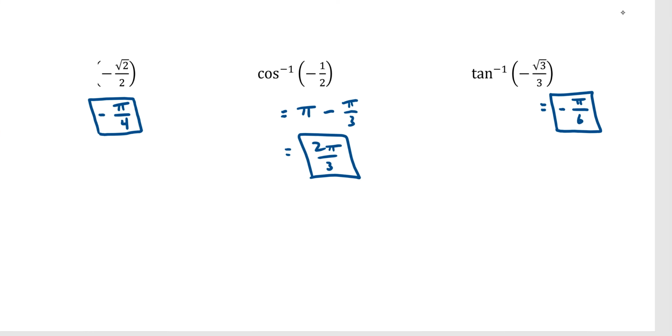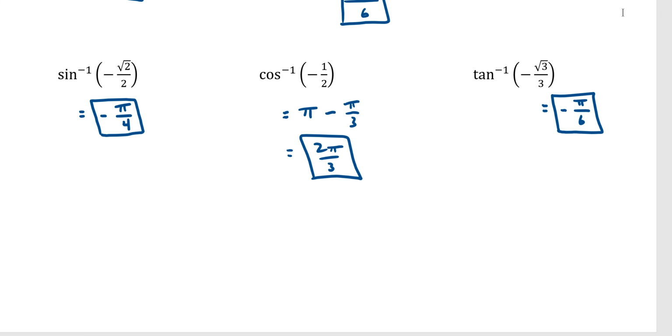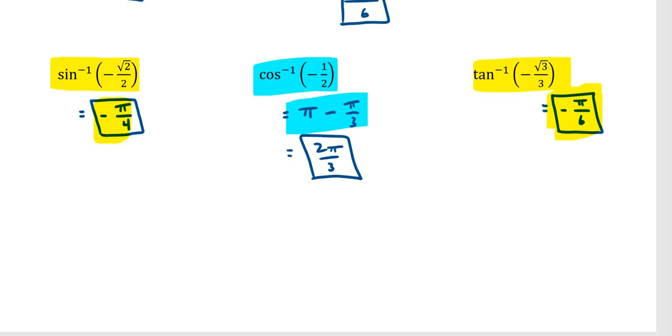Once again, when you're looking at these questions, think about sine inverse and tangent inverse of a negative the same way. You just negate the answer and then you're done. But unfortunately, cosine inverse of the negative is pi minus the answer as if it was positive.